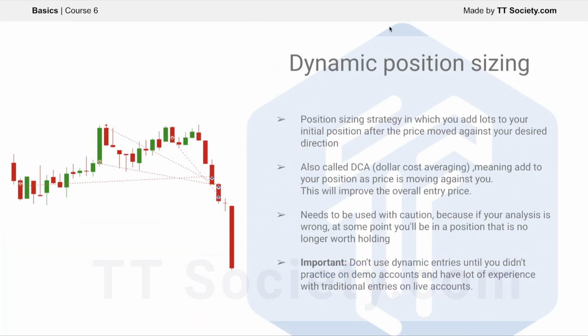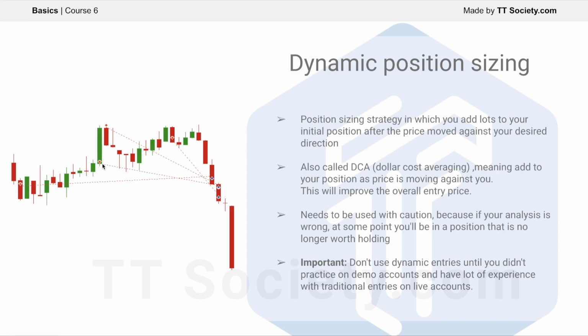Dynamic position sizing. We're having a discussion whether or not to mention this. We're going to cover it anyway to give you an overview of what it actually means. It's a strategy in which you add lots to your initial position after the price has moved against your desired direction. It's being called DCA, dollar cost averaging, meaning you add as the price is moving against you. This will improve your overall entry. So in this example here, we start with a sell short. That means we're betting on falling prices, on prices going down.